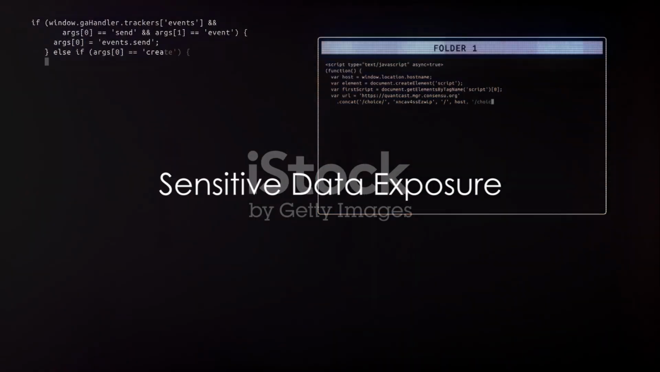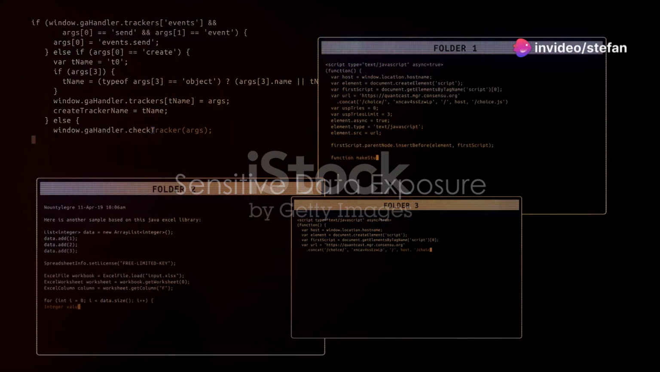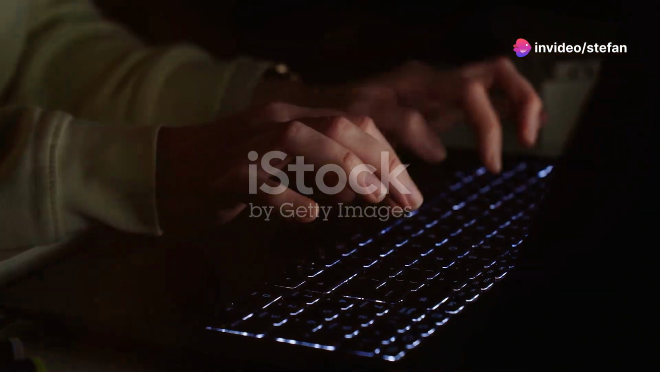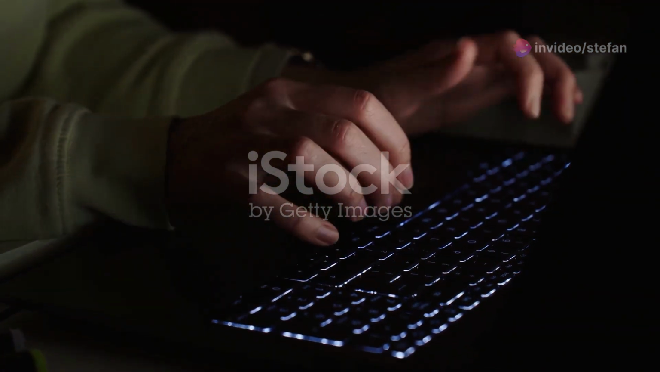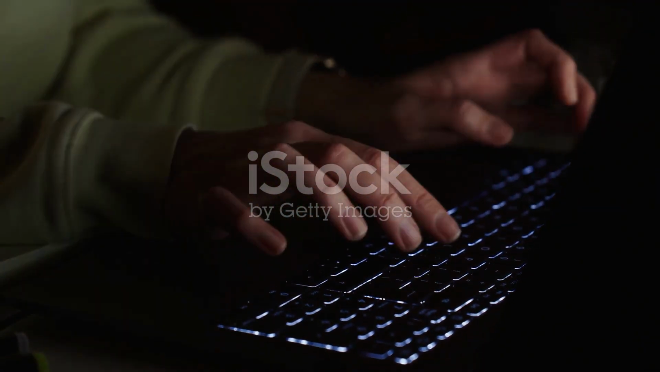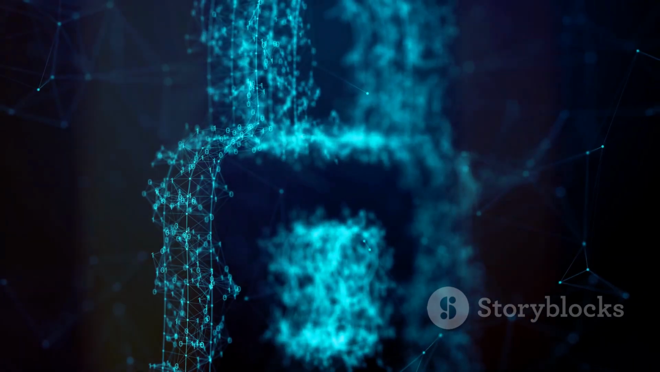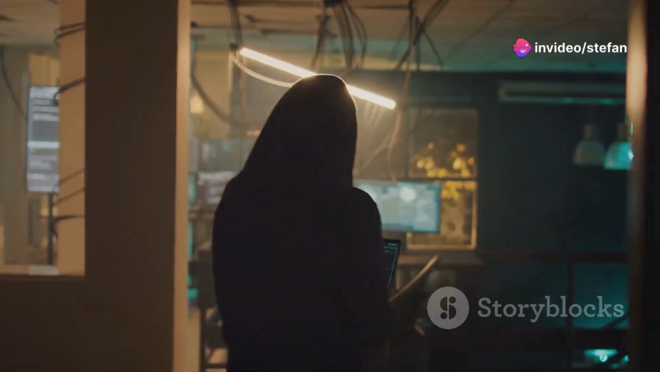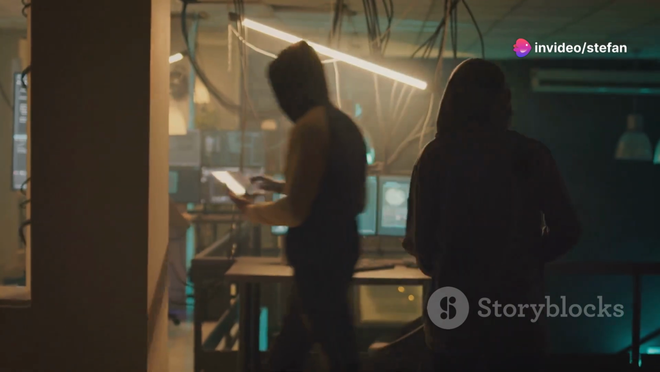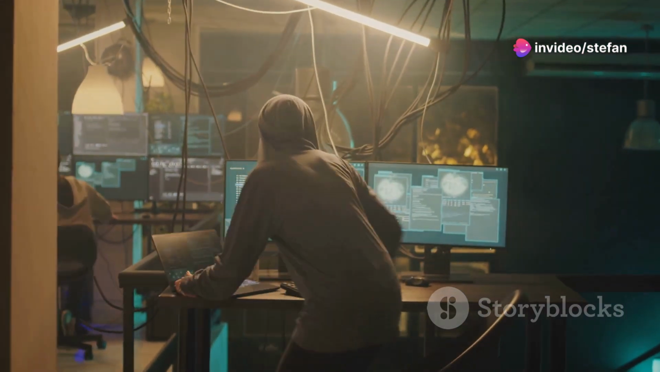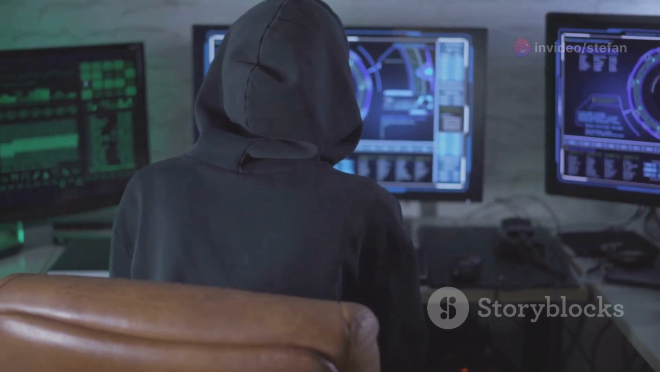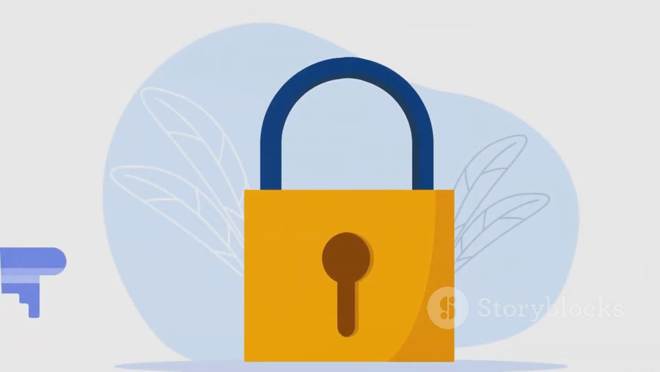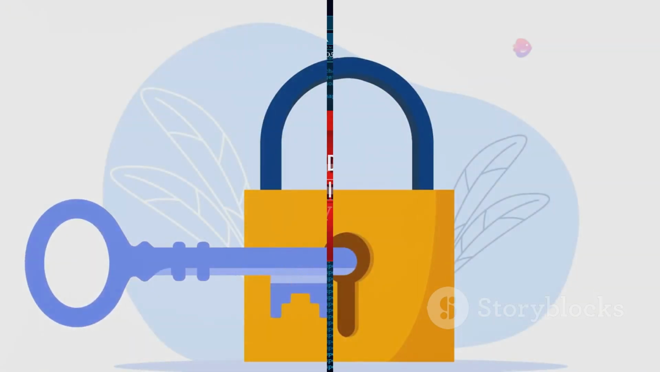Third on our list, sensitive data exposure, a silent yet dangerous threat. This occurs when an application doesn't adequately protect sensitive information, such as credit card details or social security numbers. Often caused by lack of encryption, weak algorithms, or insecure storage, this exposure can lead to serious consequences like identity theft or financial loss. As cyber attackers become more cunning, the risk heightens. As you can see, data protection is crucial in maintaining web security.